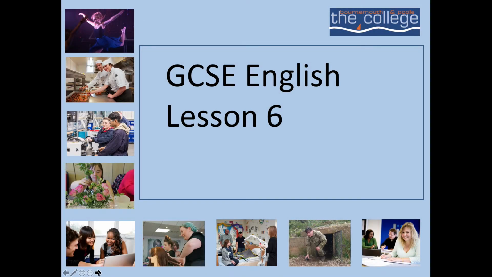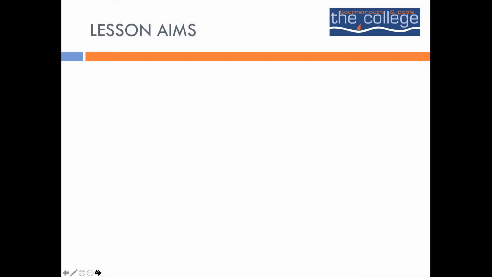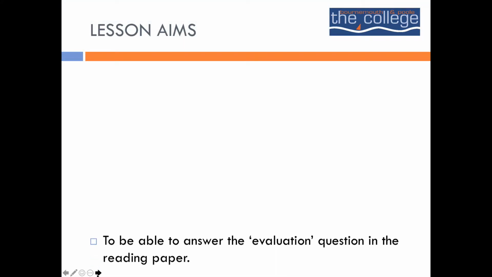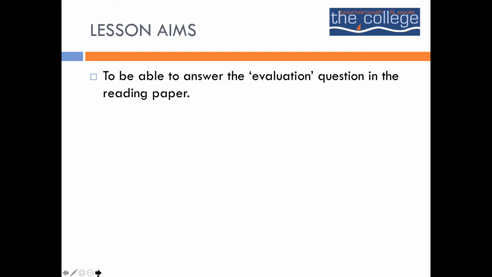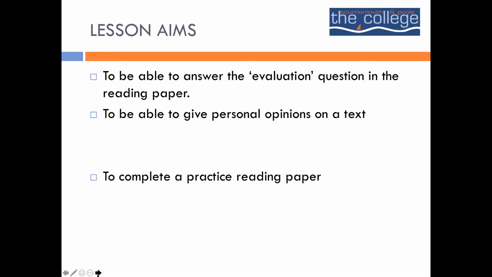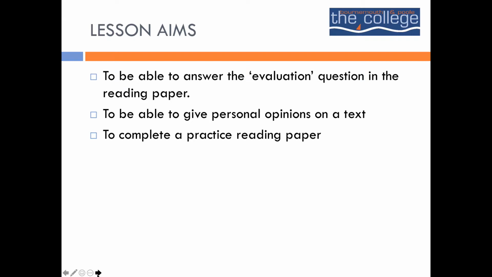Okay, so today's lesson is a continuation of what you've been doing, looking at paper 1 reading. What we're looking at today is the final evaluation question in the reading paper. We're going to focus on your ability to give personal opinions on a text supported by the text itself. And once we've gone over that, you'll be working on a practice reading paper using all those skills that you've accomplished so far, to look at a whole reading paper to give you an idea of how it will be in the exam itself.